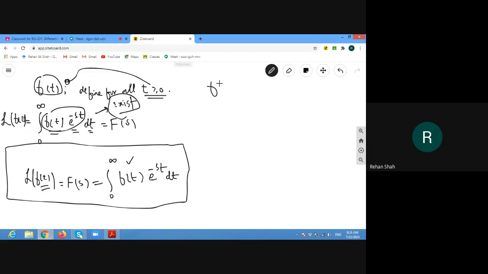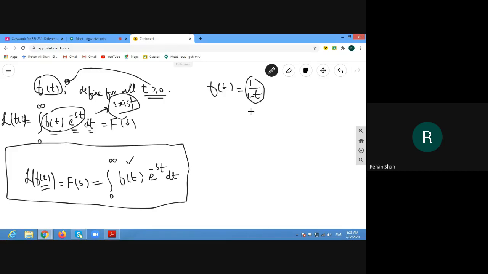Suppose you want a function f of t equal to 1 over t. This is actually not defined at t equal to 0. So you cannot convert this function into Laplace transform. You cannot find its Laplace transform because this function is not defined at t equal to 0. Similarly, you cannot define the Laplace transform of 1 over 1 minus t because this is not defined at t equal to 1.